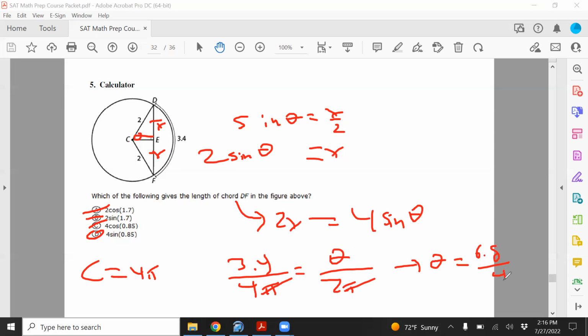Does that make sense? Crap, I got 1.7. Oh, wait one sec. But then you have to split it, because I was only looking at this right here, not this whole thing. Yes, and if I divide by 2, that makes sense.